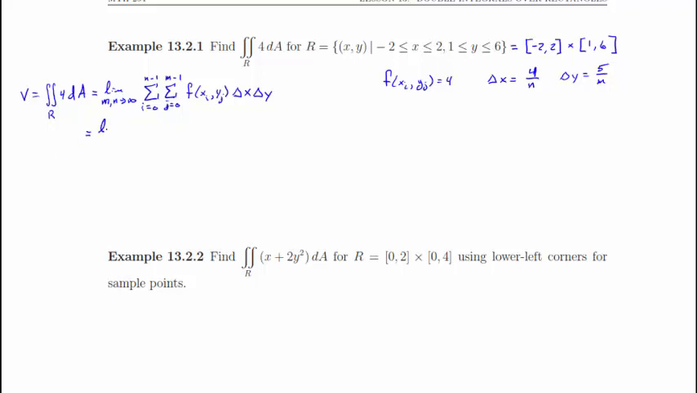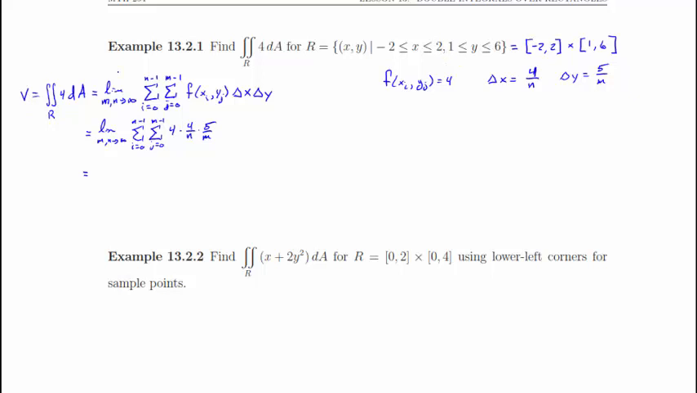And so we have the limit as m and n go to infinity of the sum from i equals 0 to n minus 1, the sum from j equals 0 to m minus 1 of 4 times 4 over n times 5 over m. And this is a simple situation where we could find this volume by just recognizing that this is a rectangular solid, which we'll do in a second to confirm.